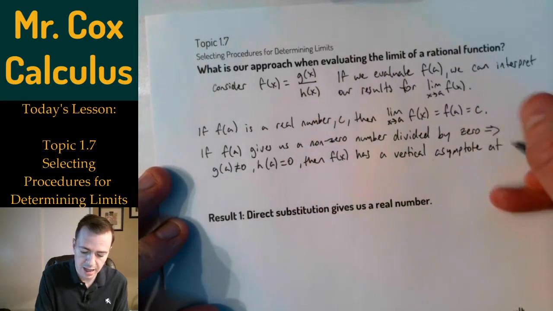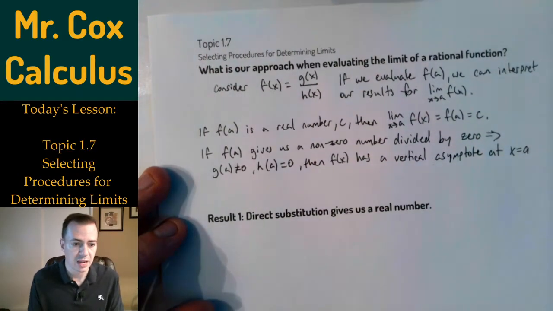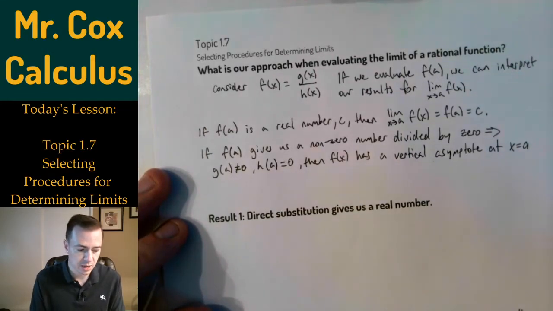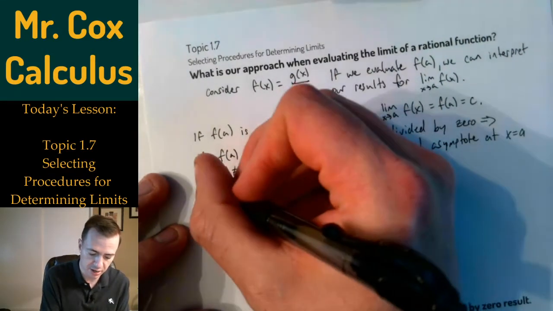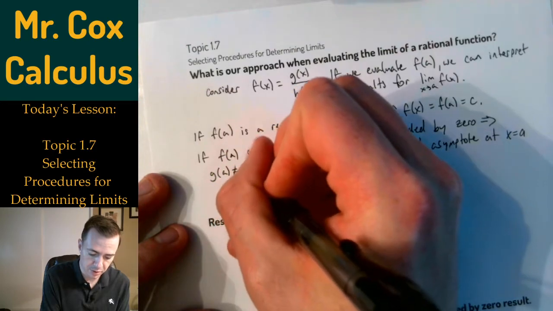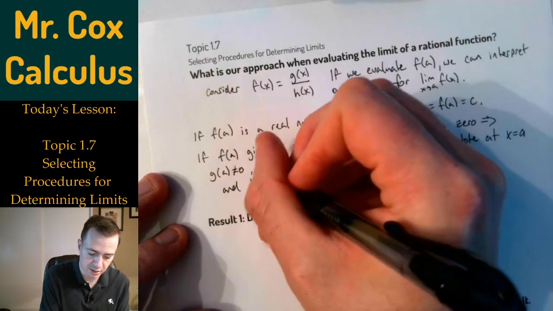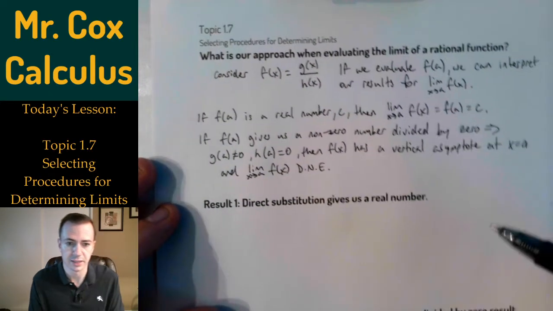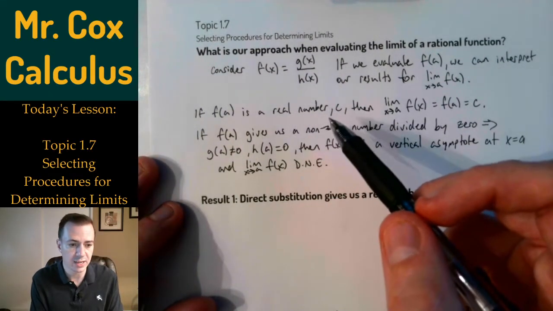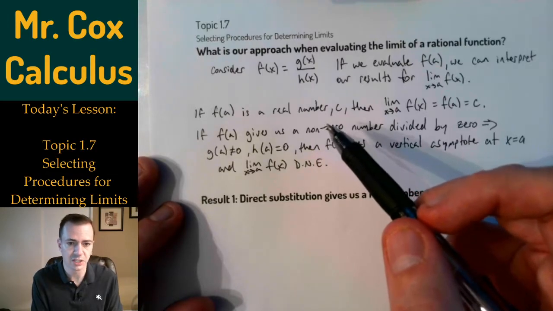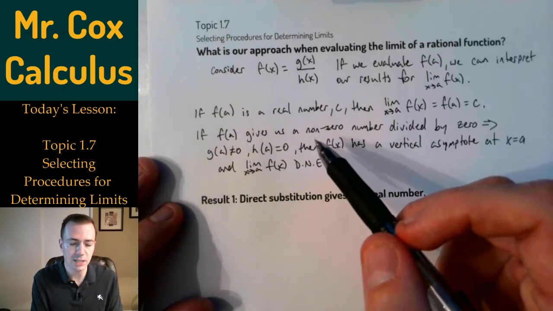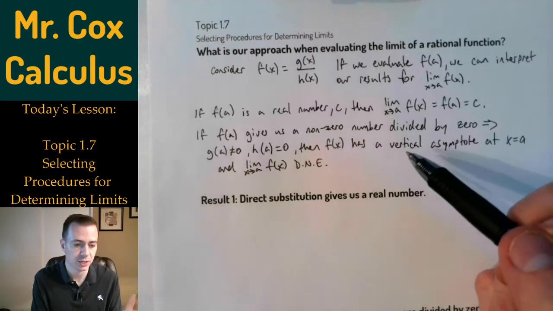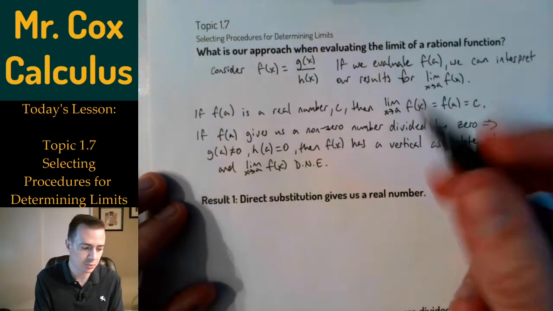at the line x equals a, and if it has that vertical asymptote, then that means that the limit as x approaches a of f of x does not exist. So we're either going to get a real number, and that's the evaluation of our limit. We're going to get a non-zero divided by 0 answer, and that tells us there's a vertical asymptote.